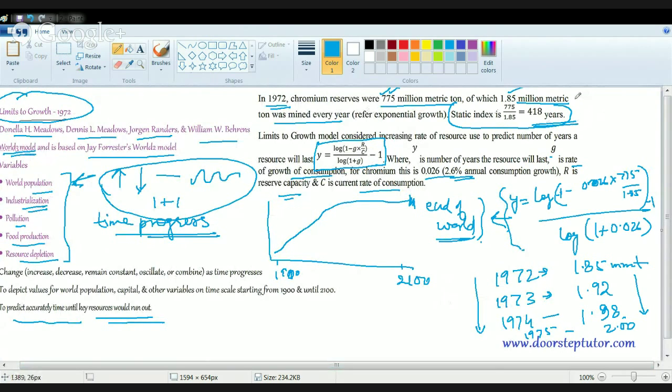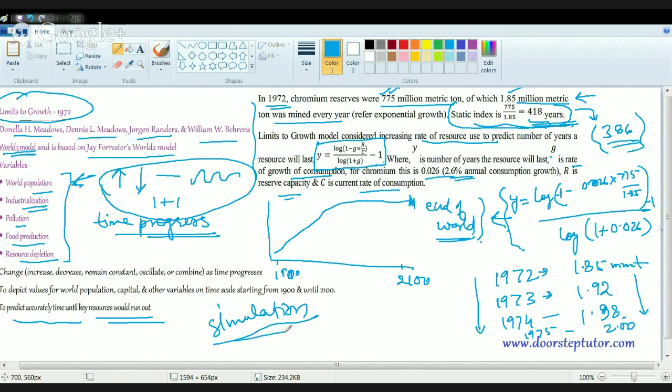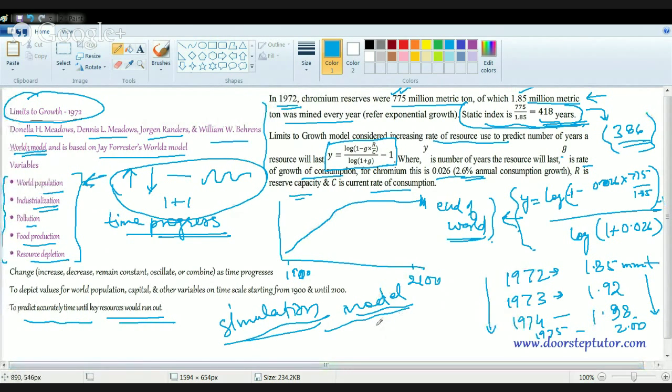So if we use a static calculation, it lasts for 418 years. If we use an increasing rate of resource consumption, this static index would decrease to, say, 386. So from 418 years, the time when the chromium would finish off would decrease to 386. All these studies were done by computers on what were known as simulation models, and these models tried to explain in how many years each resource, like chromium, zinc, and gold, would vanish. So they basically gave time frames in which these resources would slowly and gradually run out. So this was the limits to growth model.